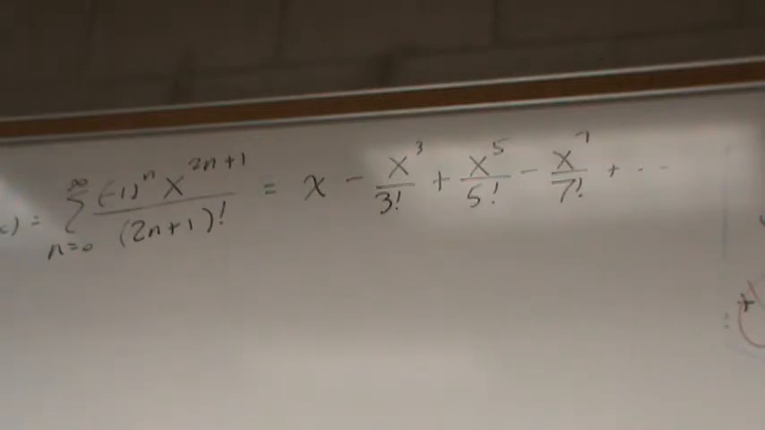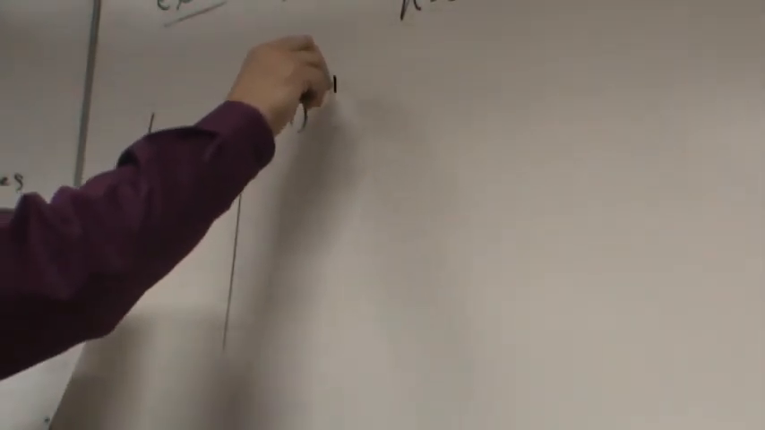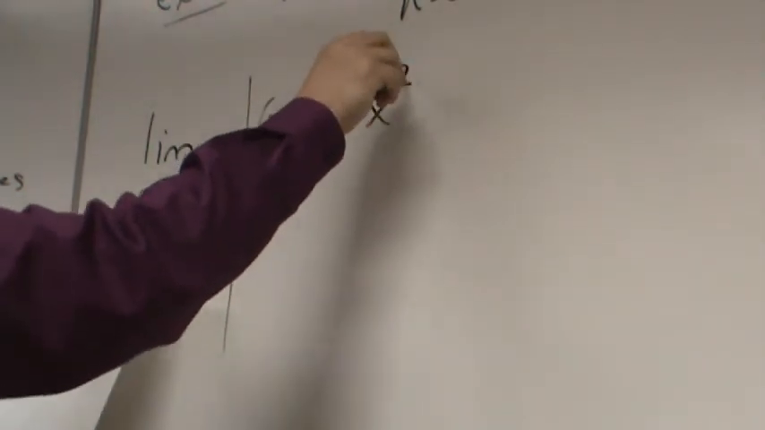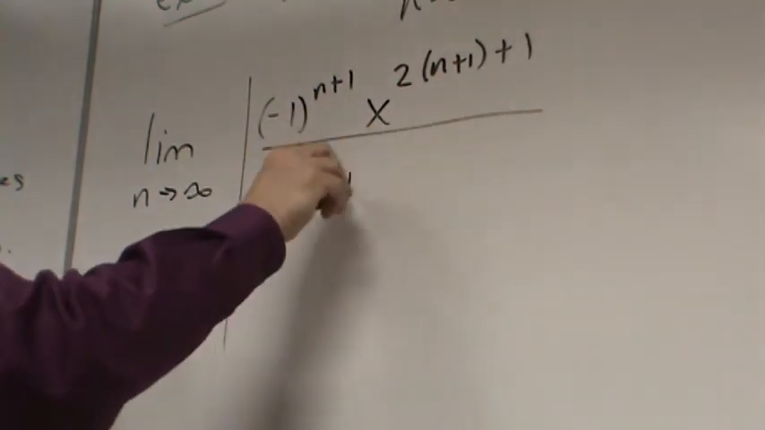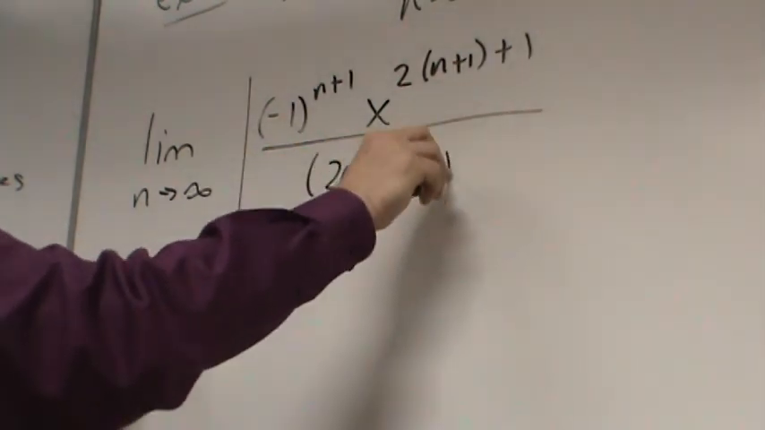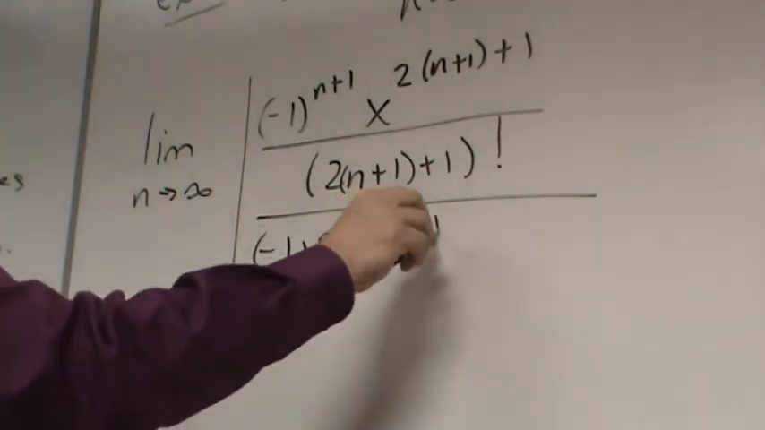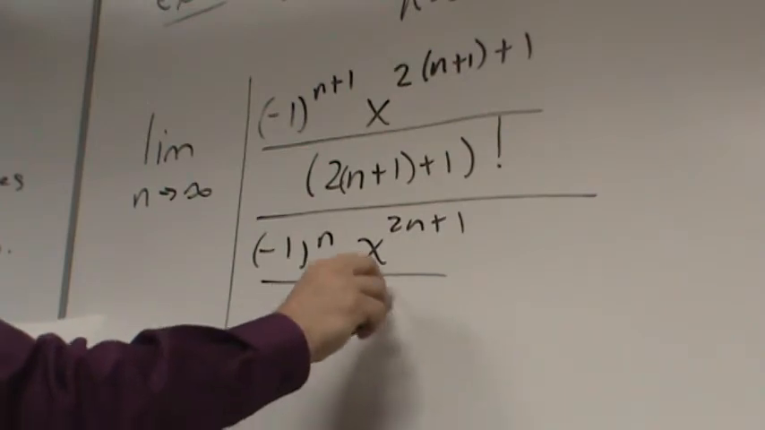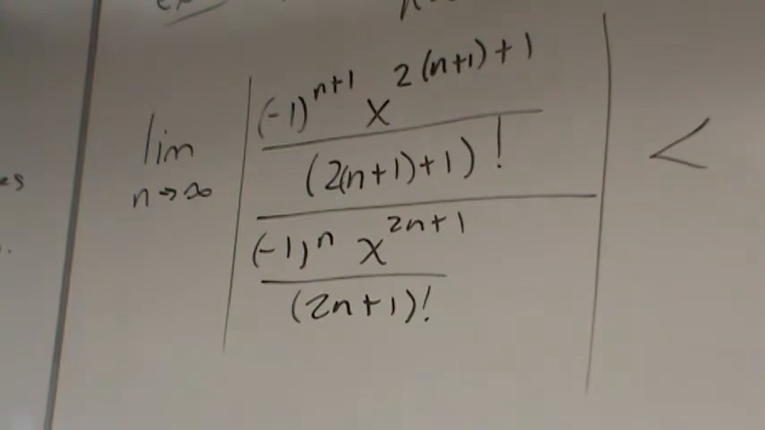So let's find the interval of convergence. Here it comes. I'm going to do the ratio test. And if the bell rings, could you hang out just till we're done? I'm so sorry. So I've got (-1)^(n+1), x^(2(n+1)+1) over (2(n+1)+1) factorial, all over (-1)^n, x^(2n+1) over (2n+1) factorial. And I'm going to set this whole big thing less than 1.